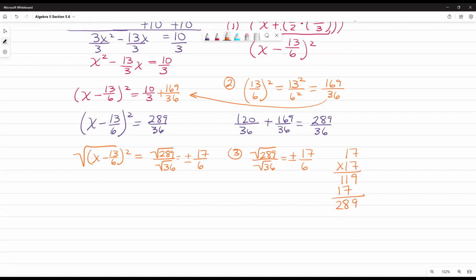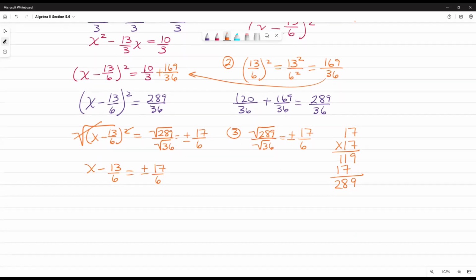Right. So when we simplify this, these cancel each other out and we're left with x minus 13 over 6 equals plus or minus 17 over 6. That's the nice thing too. You should end up with common denominators every time, as long as you don't reduce. All right. So we just add 13 over 6 to both sides.